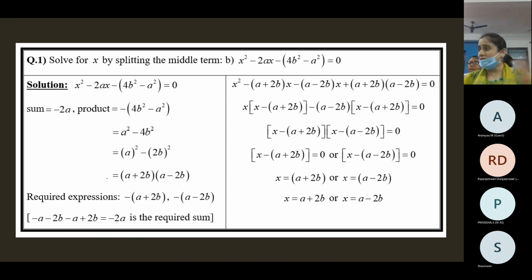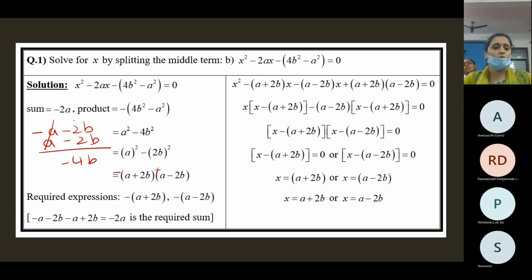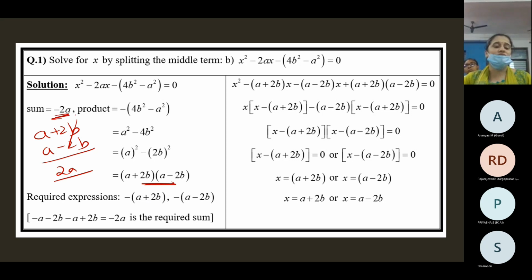So you have to do that, fix a minus to this and a plus to this, and work the sum. Like if this is minus and this is plus, it will be minus a minus 2b and a minus 2b, because if we take a plus, I'm saying, you will get minus 4b. No, the sum is minus 2a. So like that, you will have to keep applying the signs and try to get the required sum. If you take it as it is, a plus 2b and a minus 2b as it is, what happens? This gets cancelled. A plus a is 2a. No, the sum is minus 2a.